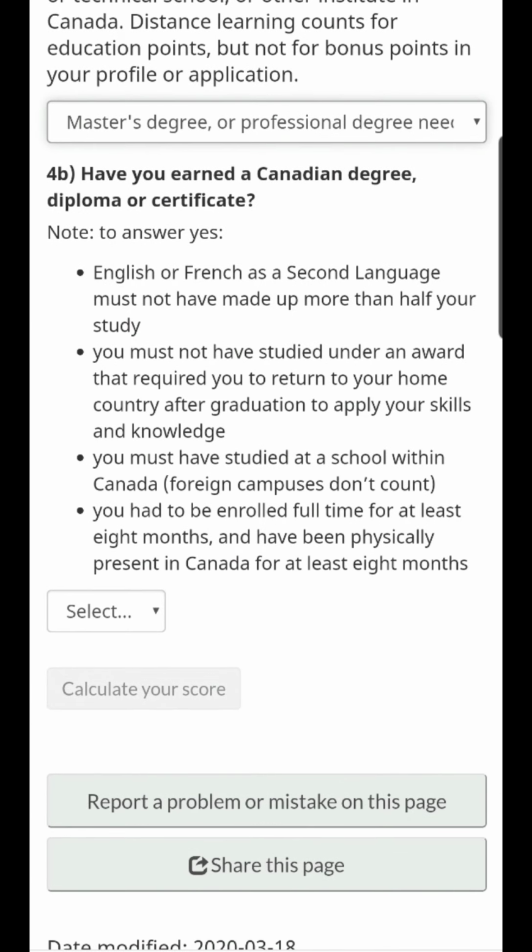Next one, have you earned a Canadian degree, diploma or certificate? This fourth B is answered yes if you studied in Canada. Otherwise, you can select no.